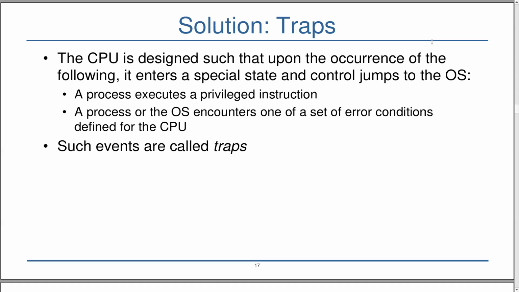A process executing a privileged instruction is one event that we already discussed, right? Or maybe the process or the OS encounters one of a set of error conditions defined by the CPU. Any examples for that? What happens if you divide by 0? You cannot divide by 0, so you want to generate a trap. That's an error condition. Such events are known as traps.